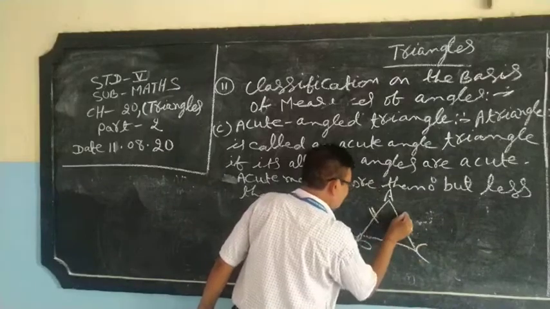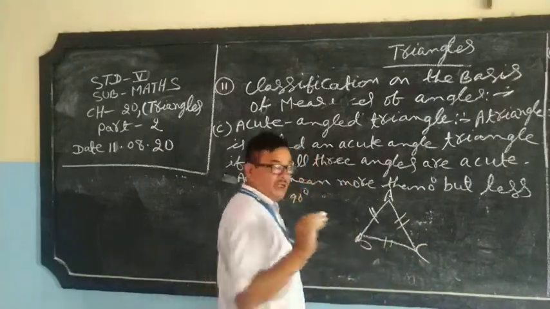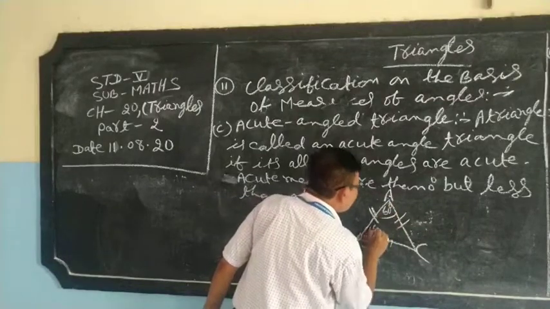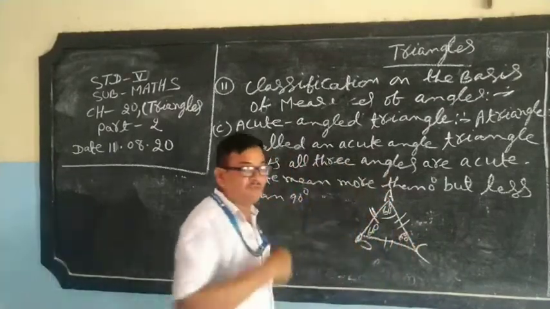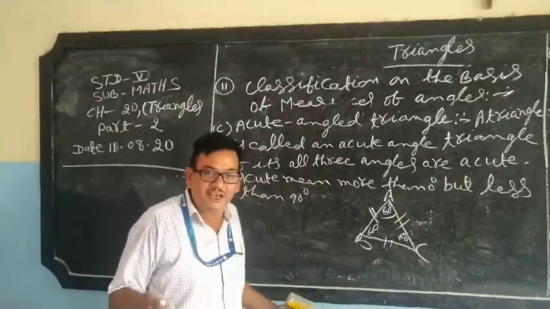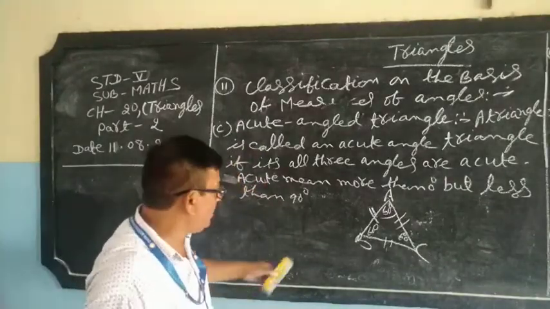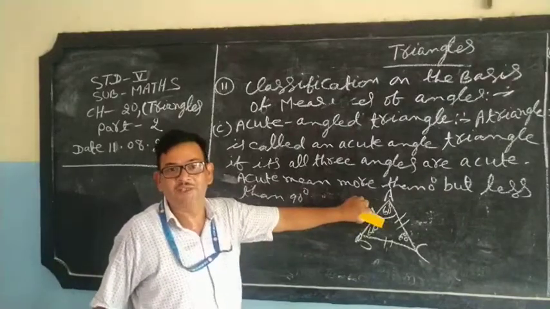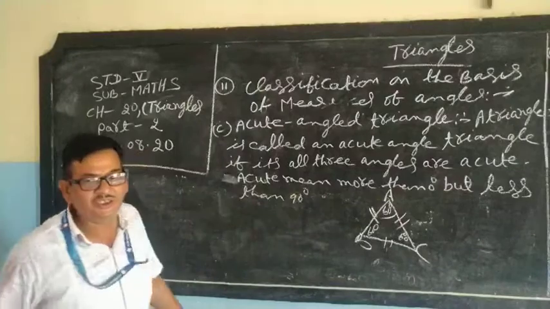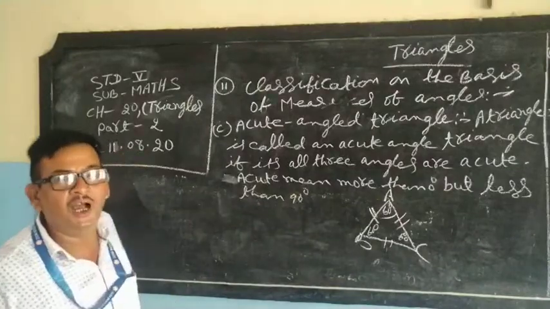If all these three sides are equal, every angle will become 60. So what is the condition? It is an acute angle triangle. What is this one called? Acute angle triangle, equilateral triangle. In an equilateral triangle, all the angles are less than 90 degree but more than 0 degree. It is clear? Understood?